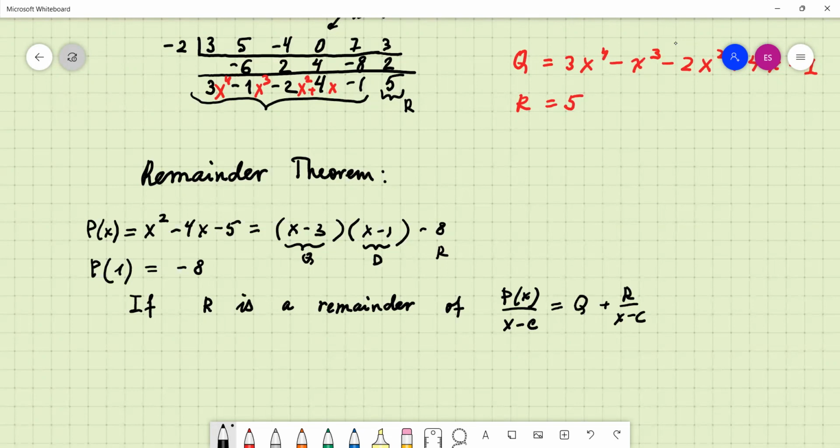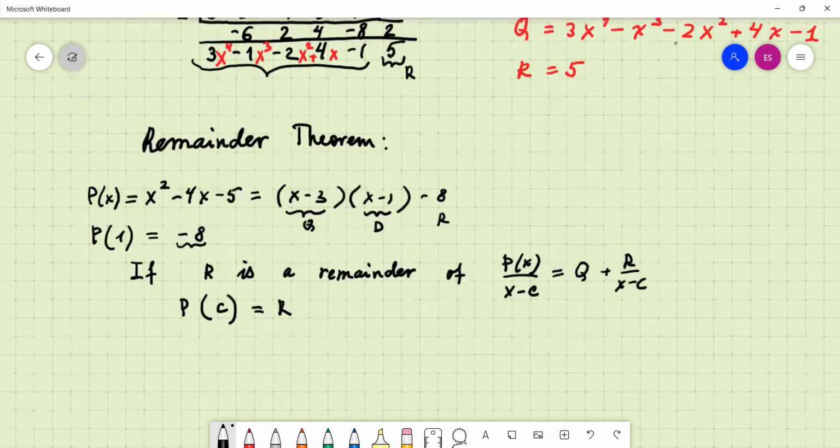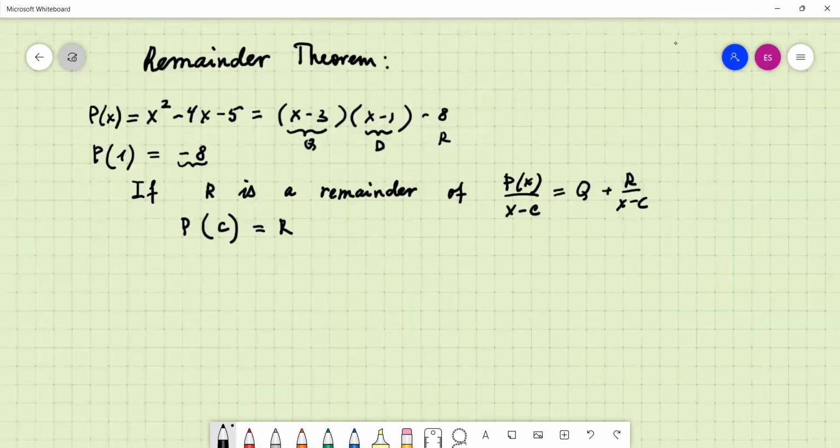Well, I'm just going to get this remainder because of the structure: the polynomial can be represented as quotient times divider plus remainder. If I make the divider equal to 0, then the polynomial is equal to the remainder. So I'm going to write down: the polynomial at point c, the root of your divider, is going to be equal to your remainder. Well, in our case, minus 8.